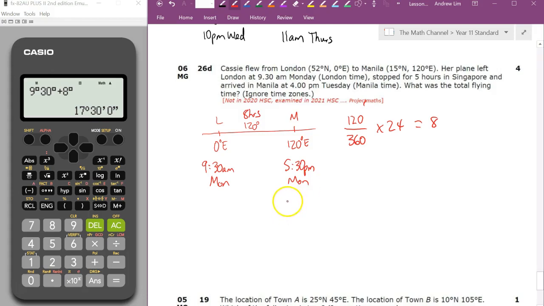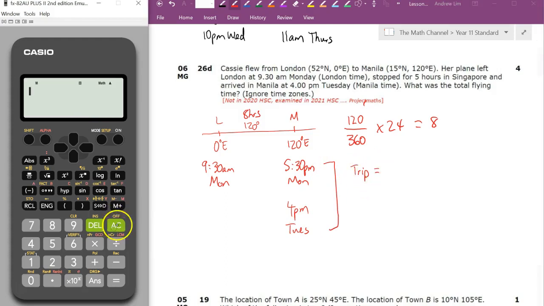Now, arrived in Manila 4 p.m. Tuesday, Manila time. Okay. So, how long was the trip? Okay, I'm going to take my 4 p.m. minus my 5:30 p.m. Because they're both p.m., I don't need to convert anything into 24-hour time. So I'm just going to do 4 minus 5:30. Oh, that's negative. So I'm going to add 24 hours to that. It took 22 hours and 30 minutes.